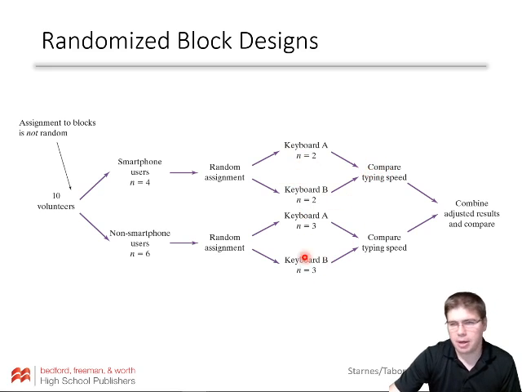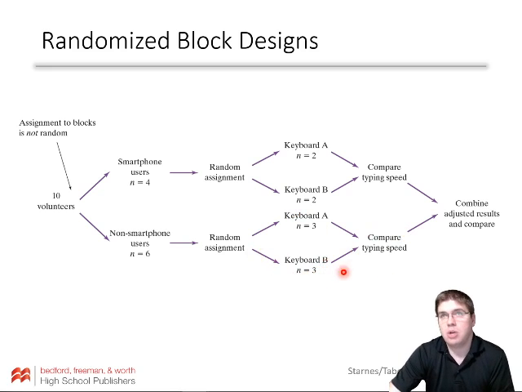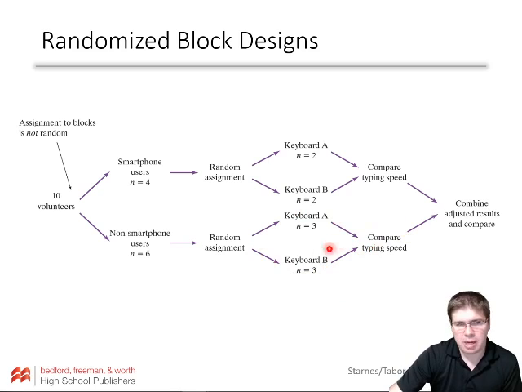And then down here, we're comparing non-smartphone users, and comparing A and B. And so we may see different results. We may see for the smartphone user, keyboard A performed way better than keyboard B. And for the non-smartphone users, it might be keyboard B was better than A. Or maybe there was no difference. Or A was better, but not as big a difference. So then you can ultimately compare those.